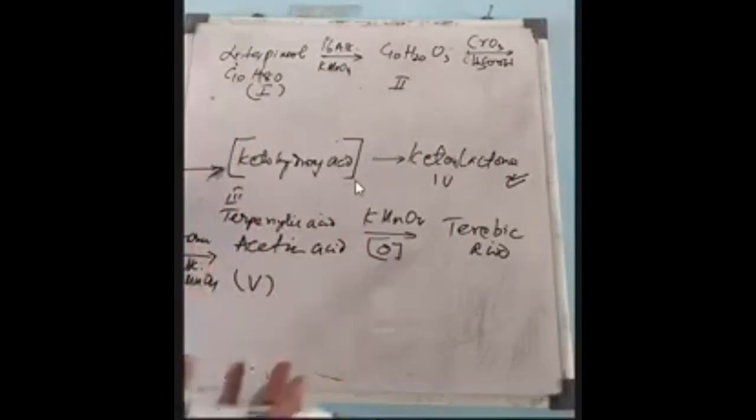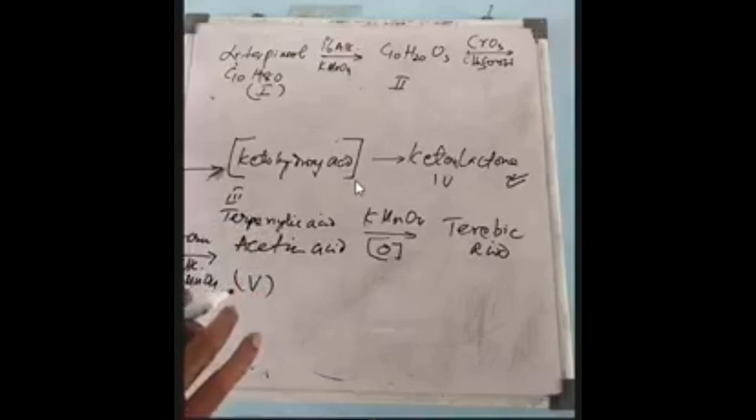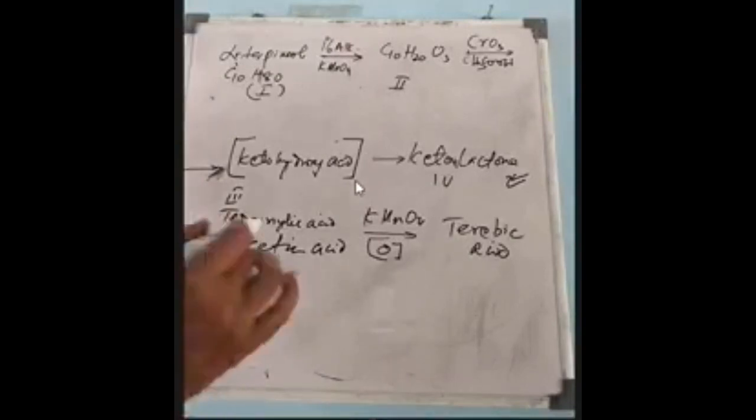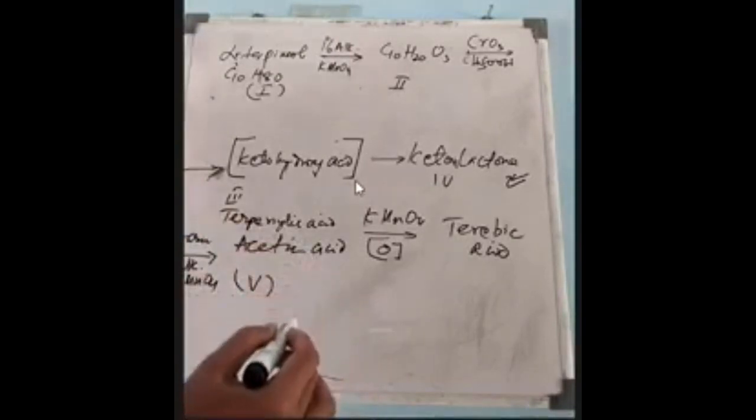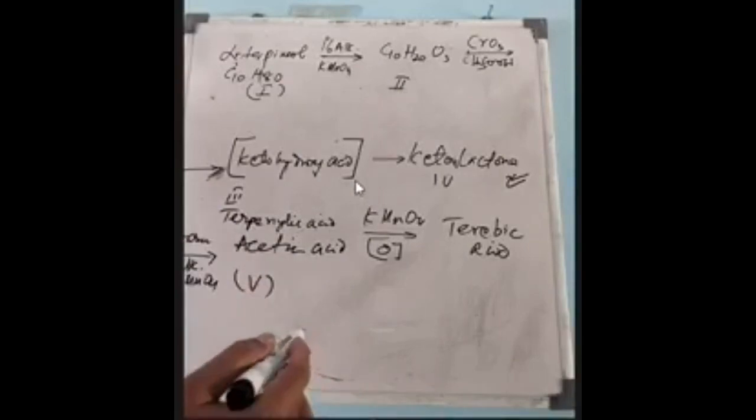And we know how lactones are formed. Actually, lactones are formed by the lactonization of hydroxycarboxylic acid. When hydroxycarboxylic acid undergoes cyclization by the removal of water, then lactones are produced. This process is known as lactonization. Just keep in mind what lactonization is: whenever hydroxycarboxylic acids undergo cyclization by the removal of water, we always get lactones.